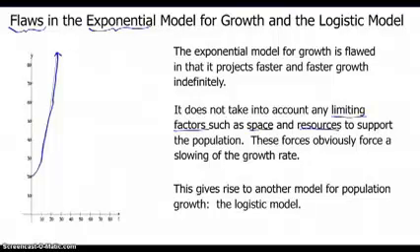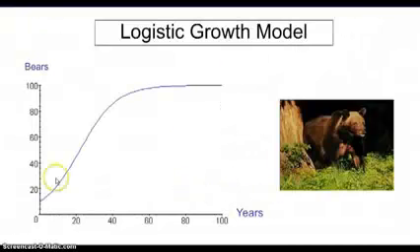So these forces obviously force a slowing of the growth rate, and this gives rise to a more accurate model for population growth called logistic growth. This is what the logistic growth model looks like graphically. We realize that if we're talking about the population of pretty much anything, even millions of bacteria in a petri dish, there are limiting factors to unchecked growth of that population.